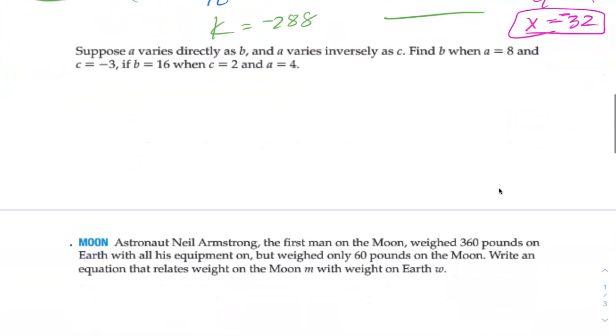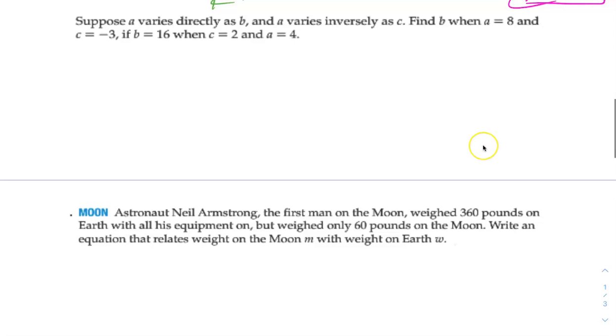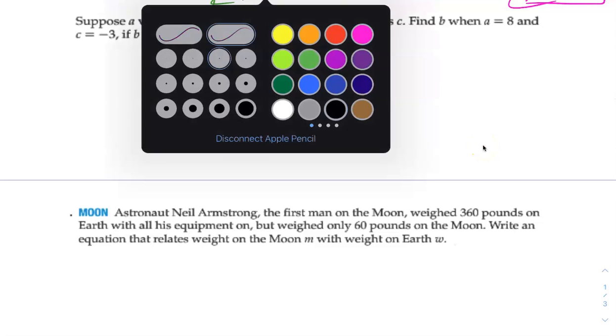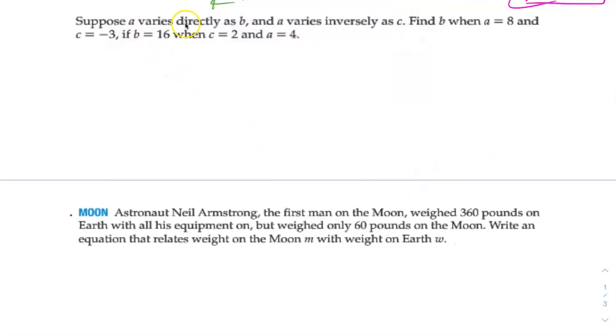Okay, next one. So it's more of the same. Suppose that A varies directly as B, and A varies inversely as C. So let's write an equation, right? We know A varies directly as B, so A equals k, directly is on top. And inversely as C, so that's on the bottom. So you want to make one equation with both of them.